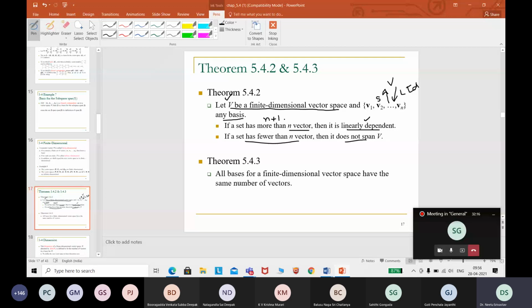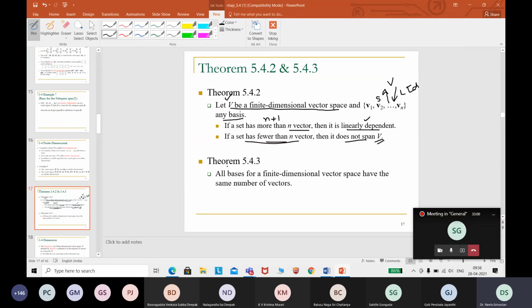So what are we going to get then? We are going to get a linearly dependent situation, because you will get fewer equations and more unknowns. We already have seen this case where you have fewer equations and more unknowns, then it is going to be dependent. Same here, if you have fewer than n vectors, then it does not span V. So you have to remember this result.